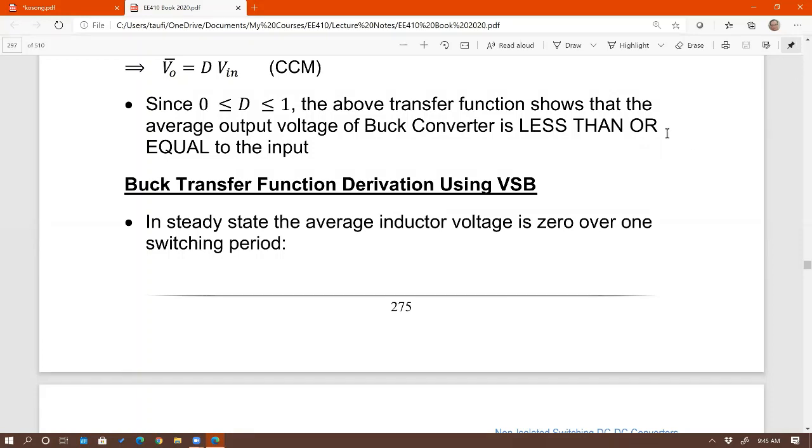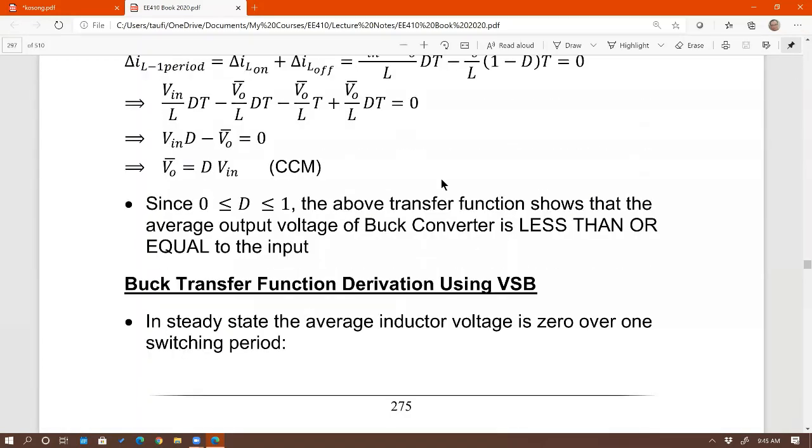So please remember, this transfer function for a buck converter is only valid under those three conditions: ideal, steady state, and CCM. It has to meet all three conditions. But even if it's not ideal, you'll be close to this transfer function too. You're just going to have to compensate a little bit, add a little bit of duty cycle if there are losses in the converter. But overall, that's the target duty cycle right there.